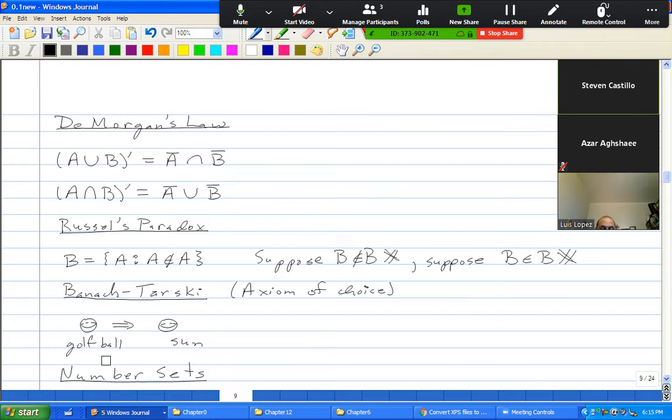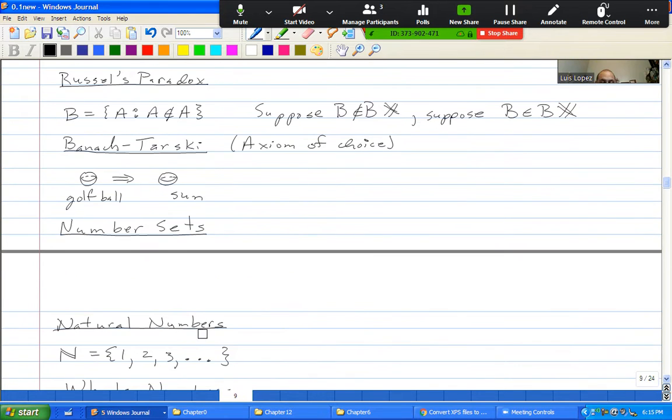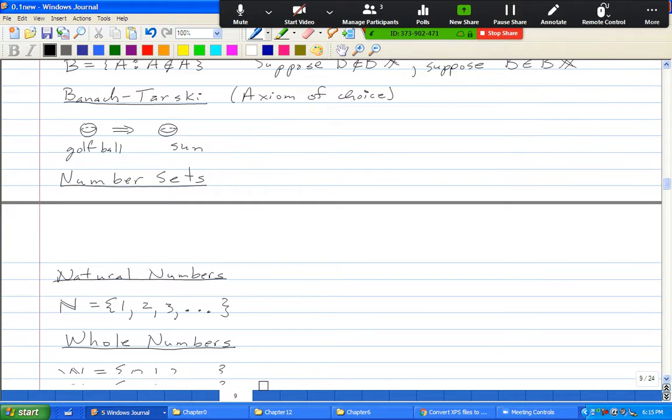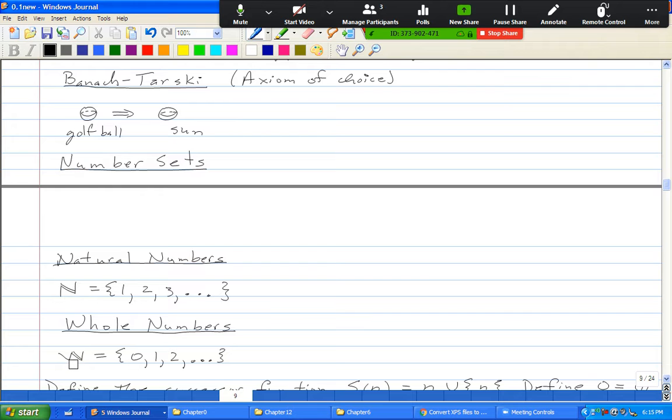Okay, number sets. So now that we have looked at sets, let me define some nice sets. The set of natural numbers I'll denote by N, standing for number. It's just the set 1, 2, 3, etc. Whole numbers: we will denote the set of whole numbers by W, for whole number. It's just 0, 1, 2, 3, so it's the natural numbers with the addition of the number 0.